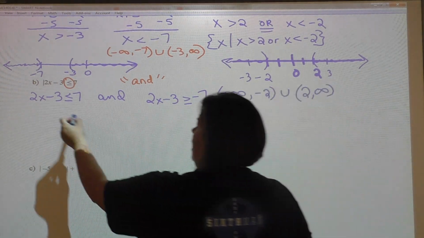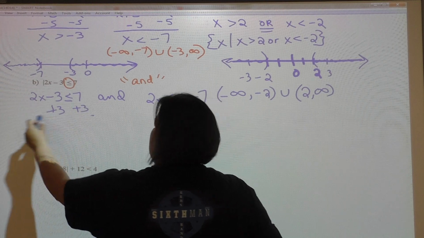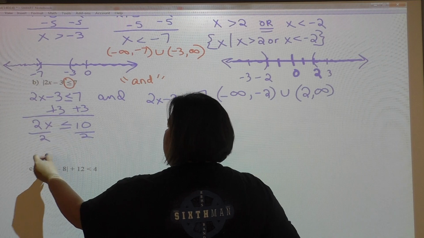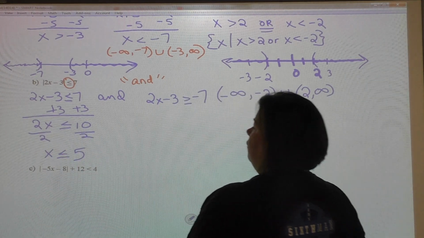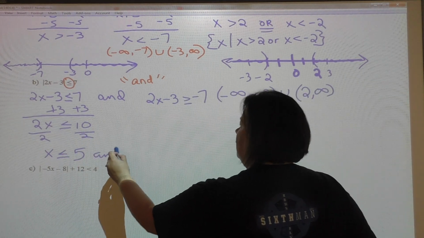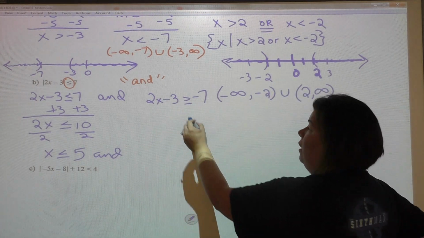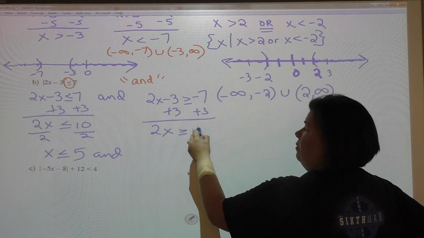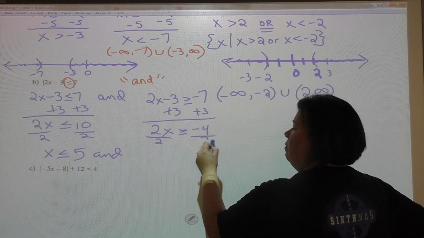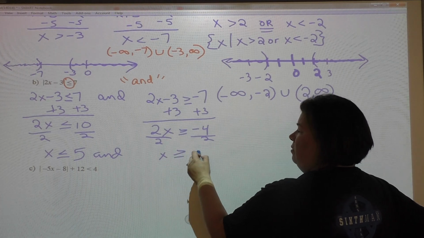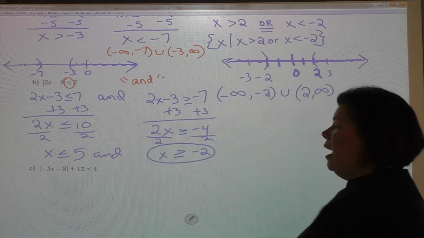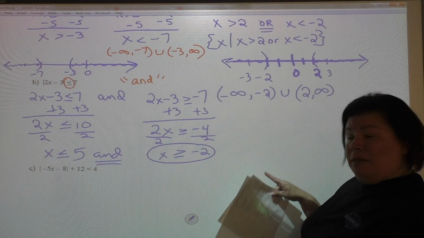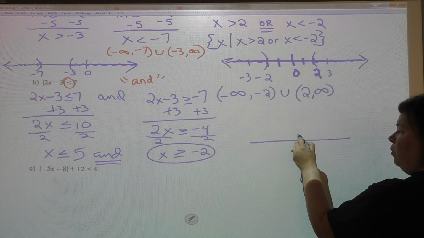So we're going to go ahead and solve. If I add 3 to both sides, I'm going to get 2x is less than or equal to 10. Divide by 2, x is less than or equal to 5. And when I solve over here for this inequality, if I add 3 to both sides, we get 2x is greater than or equal to negative 4. Divide by 2. x is greater than or equal to negative 2. So I have to graph both of them on the same graph, both solutions.